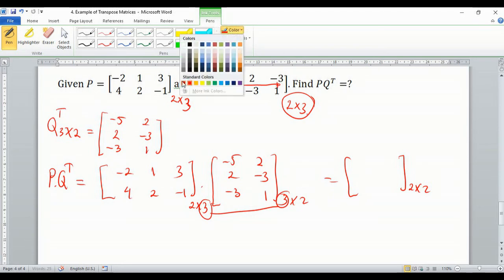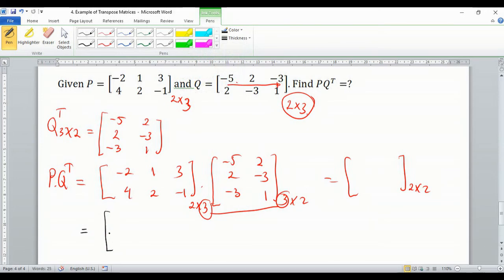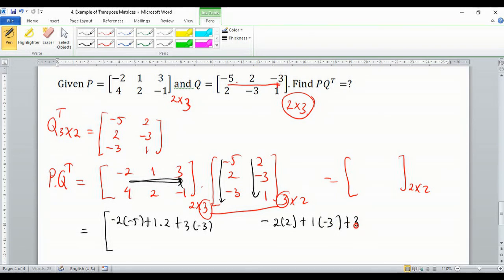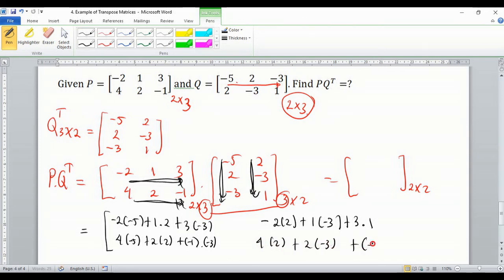Okay, so from here, let me change the color. We need to solve this one. Remember, for the multiplication, you need to multiply between row and then column. So minus 2 times minus 5 plus 1 times 2 plus 3 times minus 3, and then the first row and the second column, minus 2 times 2 plus 1 times minus 3 plus 3 times 1, okay? And then the second row with the first column, 4 times minus 5 plus 2 times 2 plus minus 1 times minus 3. And then the second row with the second column, 4 times 2 plus 2 times minus 3 plus minus 1 times 1.